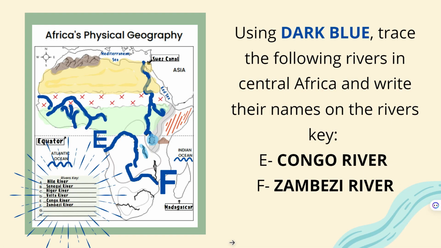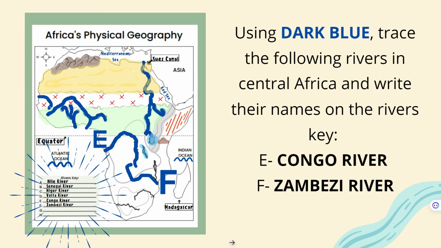This brings us to the region of Central Africa. Using our dark blue colored pencil, we're going to trace two rivers that could be found in this region. The rivers are labeled E and F. Once you've traced both rivers, E and F, we're going to label the rivers on our river's key on the bottom left-hand corner of our map.